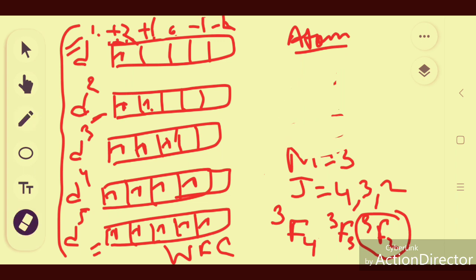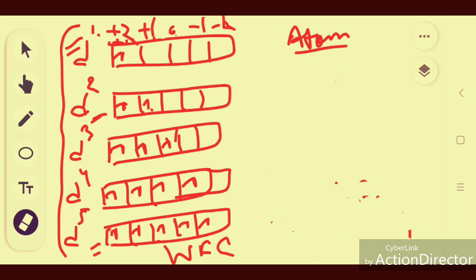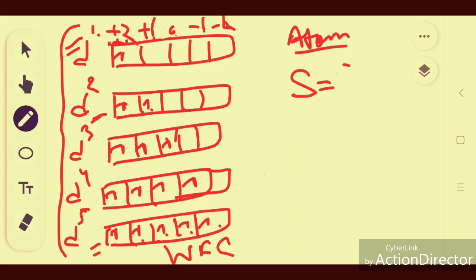And now we can take an example of d5 configuration. Directly we can go to the d5 configuration. So for d5 configuration, again, there are 5 unpaired electrons. So S will be equal to 5 by 2. All the electron spins will be added, so it becomes 5 by 2.